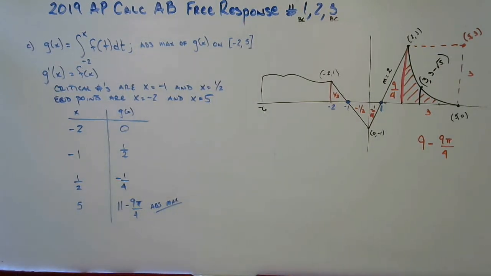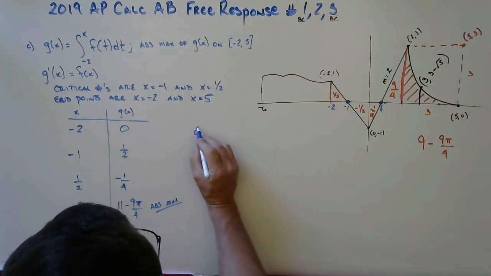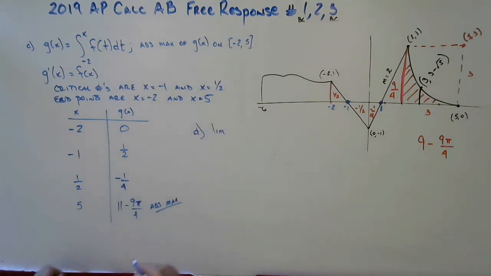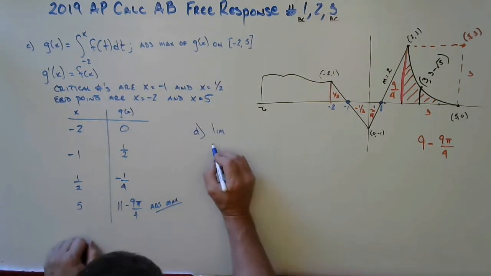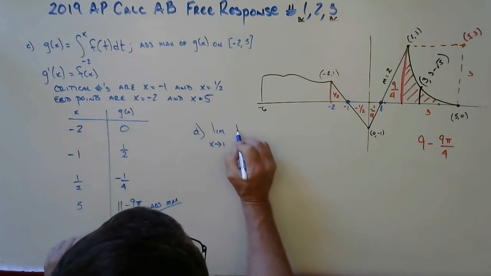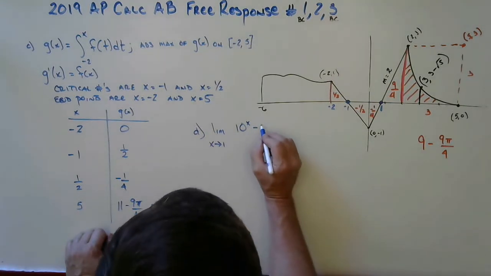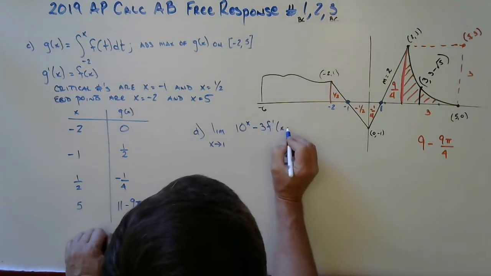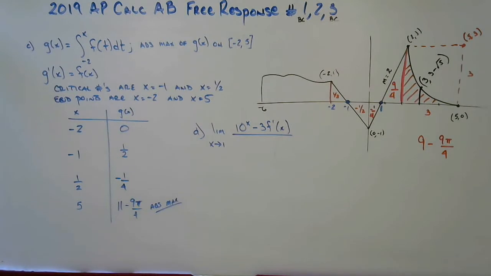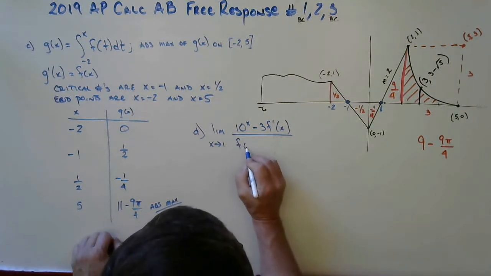All right, what about part D? Part D says find the limit. All right, we'll work that right here. They want us to find the limit as x goes to 1 of 10 to the x minus 3 f prime of x divided by f of x minus arctan of x.